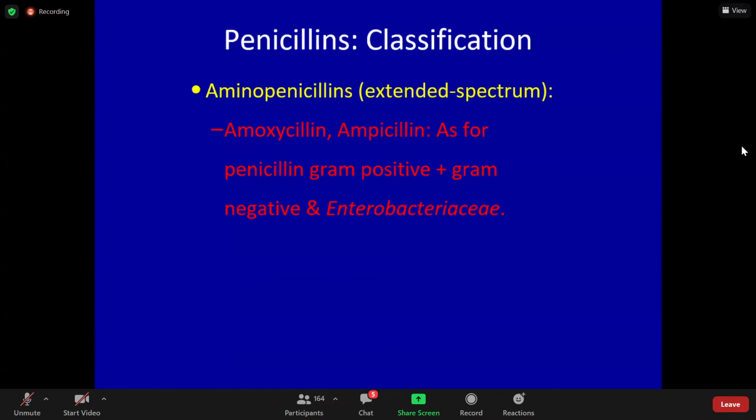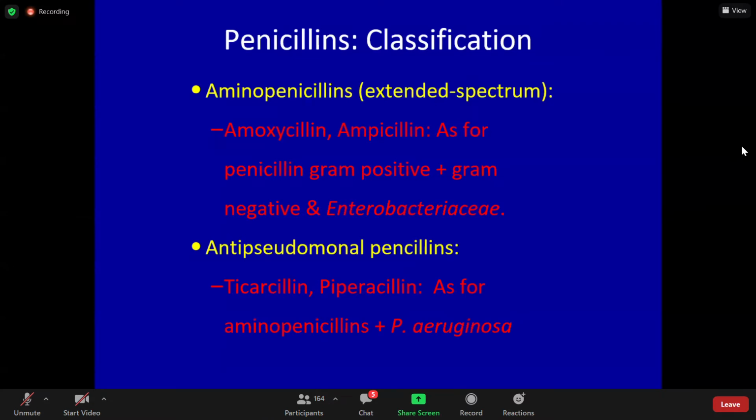Aminopenicillins have some extended spectrum and are very commonly used: amoxicillin, ampicillin. Are you familiar with these drugs? Amoxicillin and ampicillin are widely used. And some penicillins are anti-pseudomonal. Not all penicillins are effective against Pseudomonas aeruginosa. Some are, like ticarcillin and piperacillin. You haven't had a lecture on the terminology of bacteria, Pseudomonas, staph, strep, not yet. Up to now, gram positive. Okay.